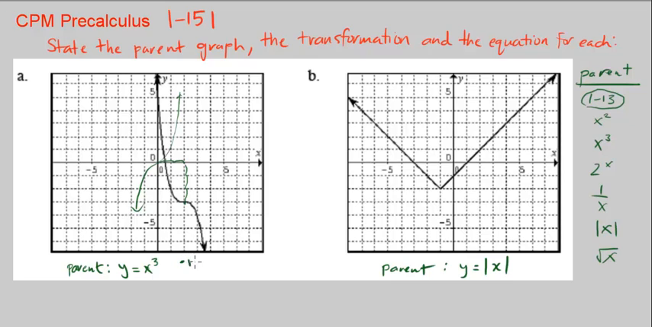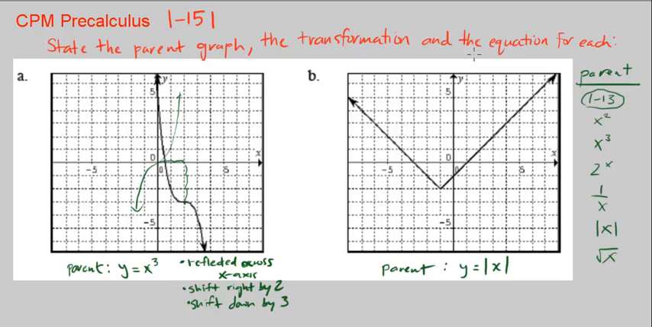it reflected across our x-axis. It shifted to the right by 2 units and shifted down by 3 units. 1, 2, 3. Shift down by 3 units. Okay?